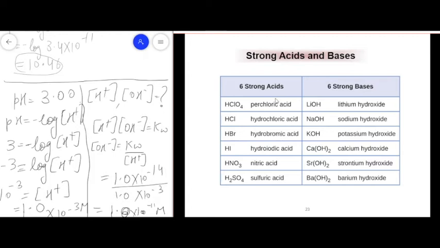Here are some examples of the strong acids and strong bases. There are 6 strong acids, including perchloric acid, hydrochloric acid, hydrobromic acid, hydroiodic acid, nitric acid, and sulfuric acid. And here are the 6 strong bases. I would want you guys to memorize these. Once you look at an example of an acid or a base, you should be able to identify if it is a strong acid or base or a weak one. So anything that you see other than these is a weak acid or a weak base. You should definitely memorize these: lithium hydroxide, sodium hydroxide, potassium hydroxide, calcium hydroxide, strontium hydroxide, and barium hydroxide. These are examples of the strong bases.